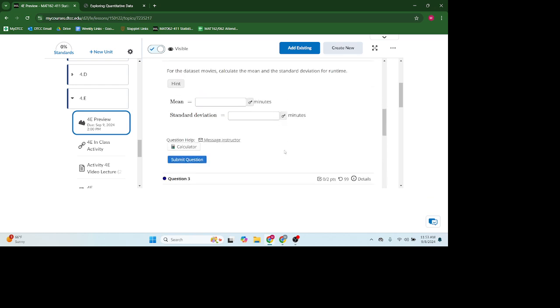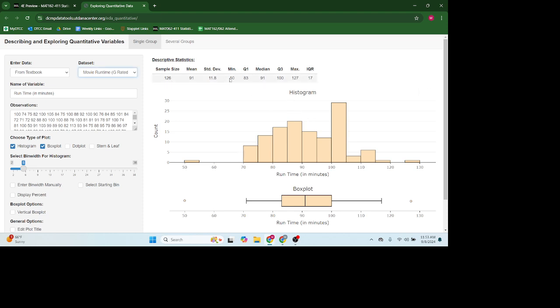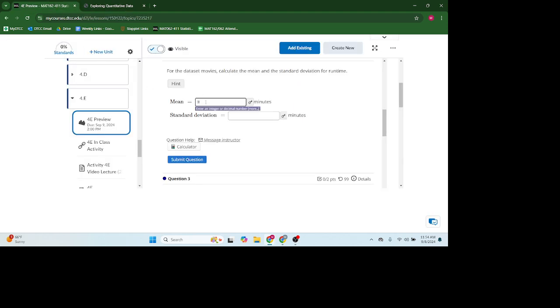The next one, you're going to find the mean and the standard deviation. As a reminder, you can always find that in the descriptive statistics above. We have sample size 126, the mean is 91, and the standard deviation is 11.8. A mean of 91 minutes means the average movie lasts 91 minutes. And a standard deviation of 11.8 means that if I were to randomly pick one movie from this data set, I'd typically be away from 91 by about 11.8 minutes. That's our typical distance from the mean.